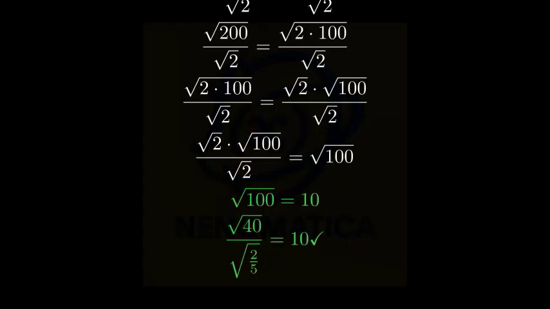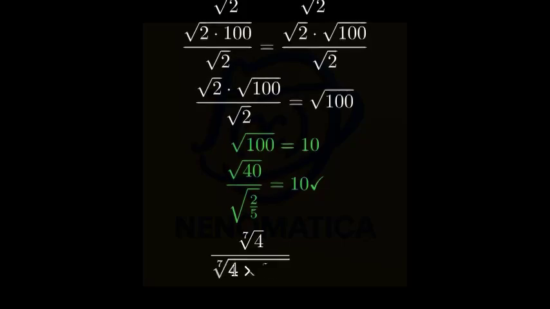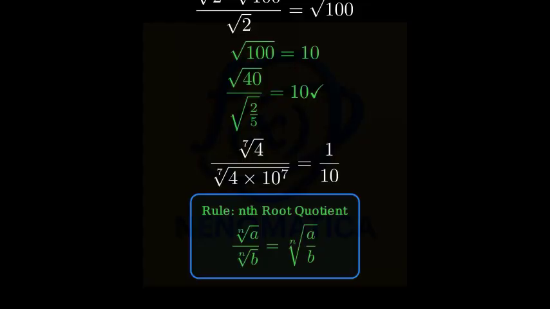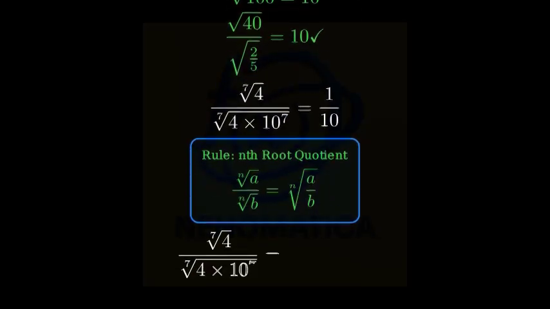Now, let's move on to the second problem. We need to verify that the seventh root of 4 divided by the seventh root of 4 times 10 to the 7th power equals 1/10. Similar to the previous problem, we'll use the quotient property of nth roots. The nth root of a quotient equals the nth root of the numerator divided by the nth root of the denominator. First, let's express our fraction as a single seventh root using this property in reverse.